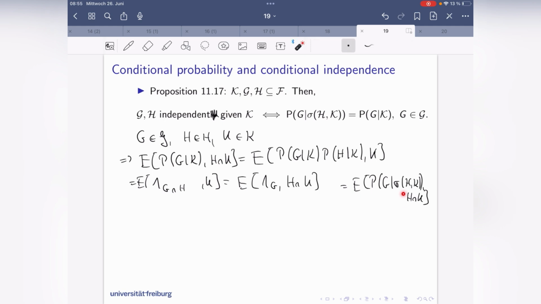H intersected with K is in the sigma algebra, which is generated by H and K. And therefore this here, the last equality, is the defining property of the conditional expectation, where the condition is on sigma of H and K.